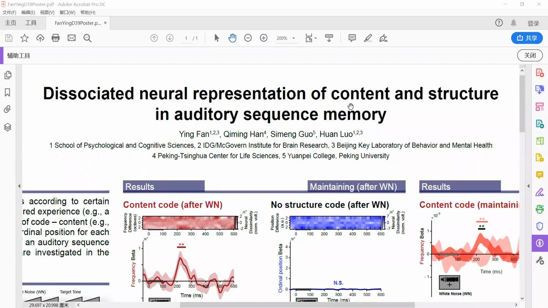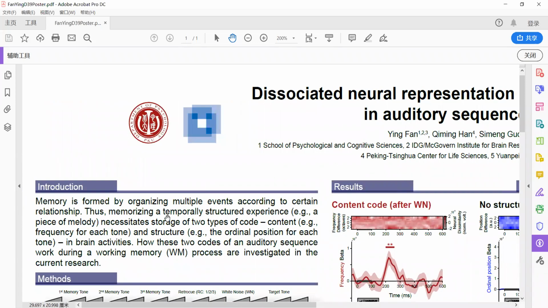Today, I'd like to introduce my work trying to reveal the neural representation of content and structure in auditory sequence memory. Memory is formed by organizing independent events based on the specific order in which these events occurred. Not only the events themselves are important, but also the order. Once the order information is disrupted, the formed memory would turn into a mess.